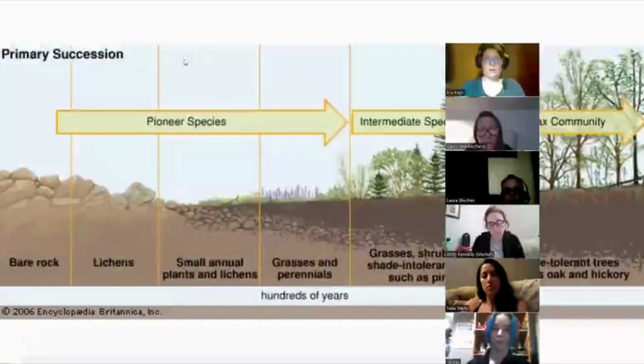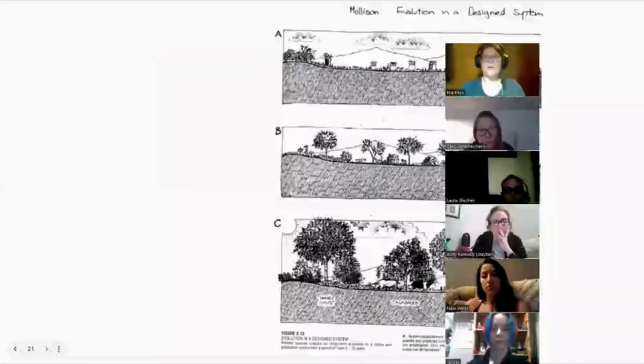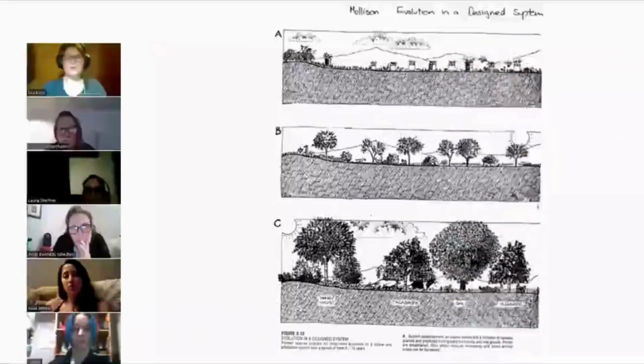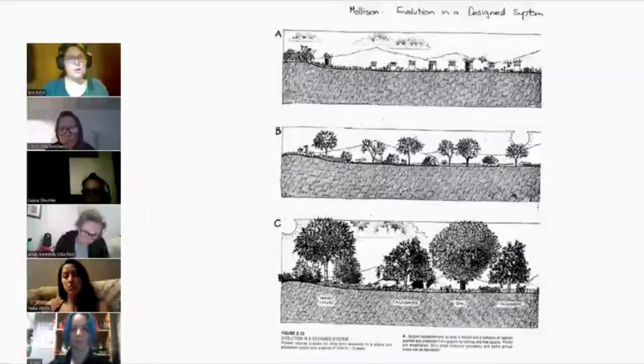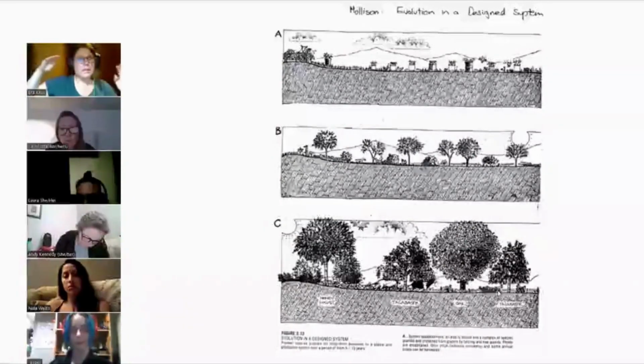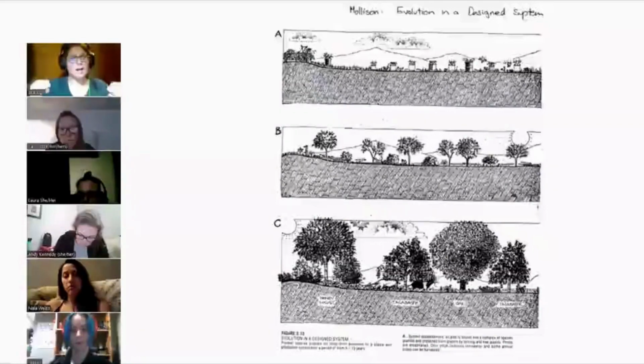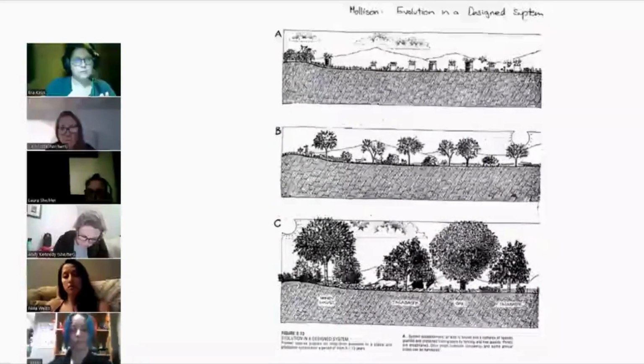this pioneer succession right here, where it's just small annual plants and lichens, okay? And then he moved it through a permaculture design system into a full forest, right? And this is an edible forest. So not only is it a higher succession in an ecosystem, but it's also producing specific types of output for a specific function.